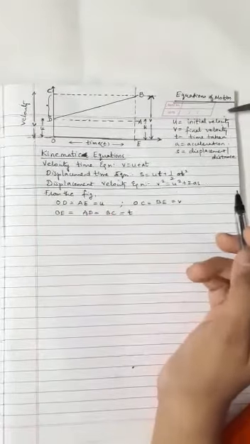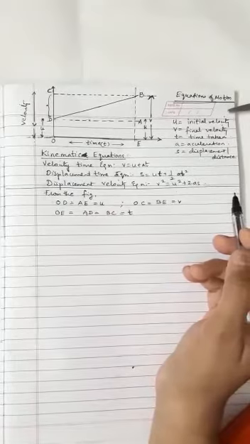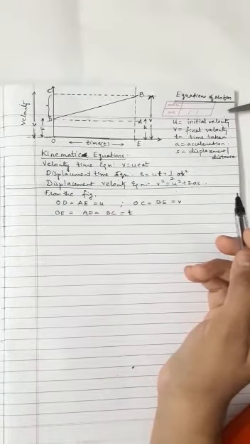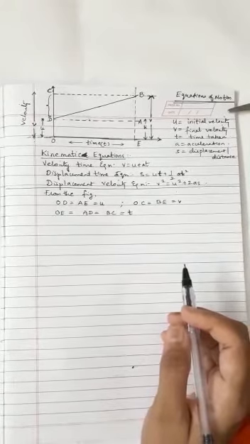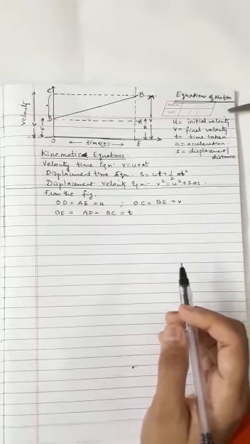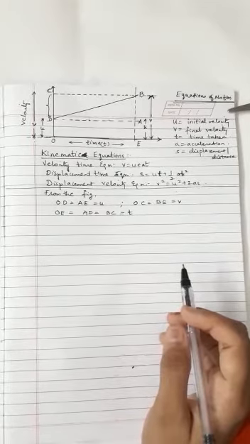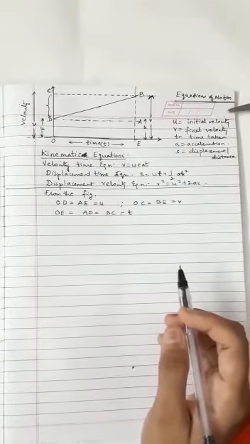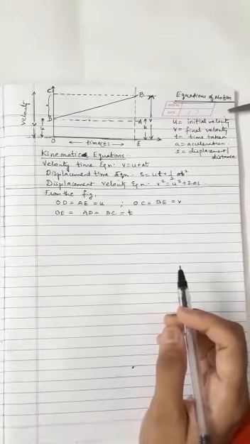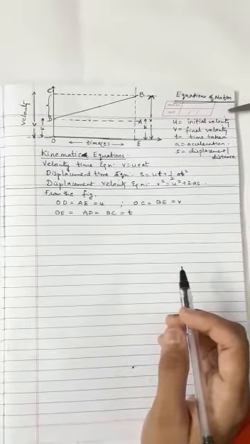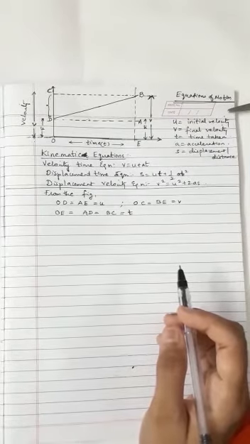equations. Now the definition of kinematic equations: a set of 3 equations which analyzes rectilinear motion of a uniformly accelerated body and helps to predict the position of the body are called kinematic equations. I repeat the definition: a set of 3 equations which analyzes rectilinear motion of a uniformly accelerated body and helps to predict the position of the body are called kinematic equations.